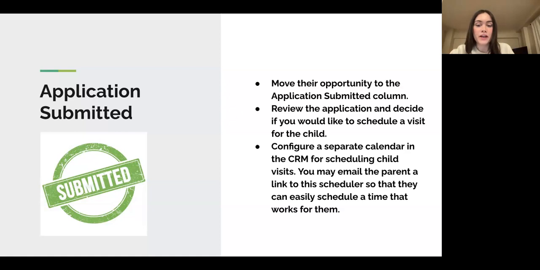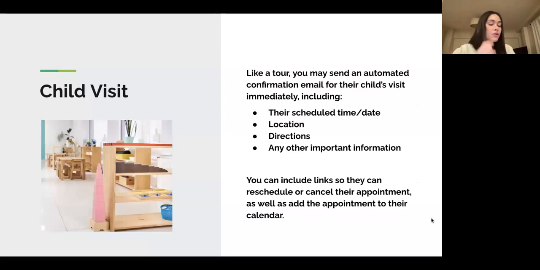And you may email the parent and link this scheduler so that they can easily schedule a time that works for them. And really, when an application is submitted, this is more where you get to decide, or maybe you add them to your wait list, or you can enroll them immediately. It's really up to you and what your school needs. If you do a child visit, like a tour, you can send an automated confirmation email, again, just the same way that you would a parent tour, including all the information that they would need in advance. And you can include links so they can reschedule or cancel their appointment as needed.